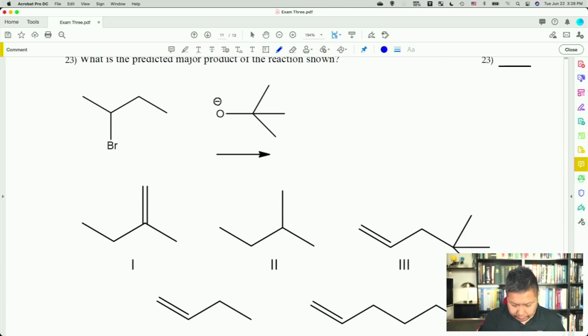what is the predicted major product of the reaction below? So this is a prime example of a bulky base.